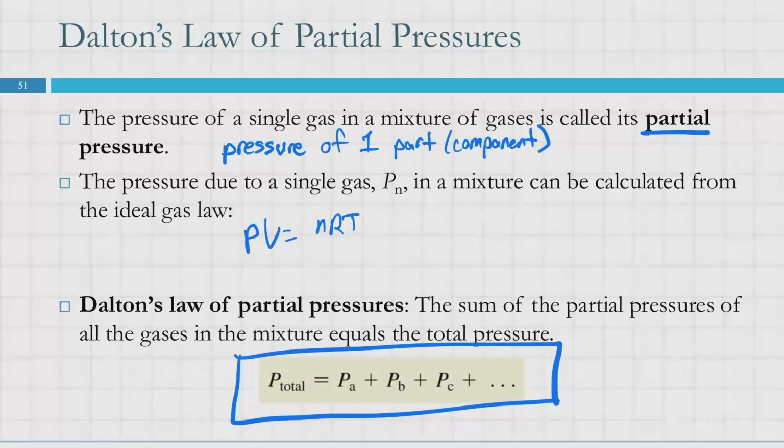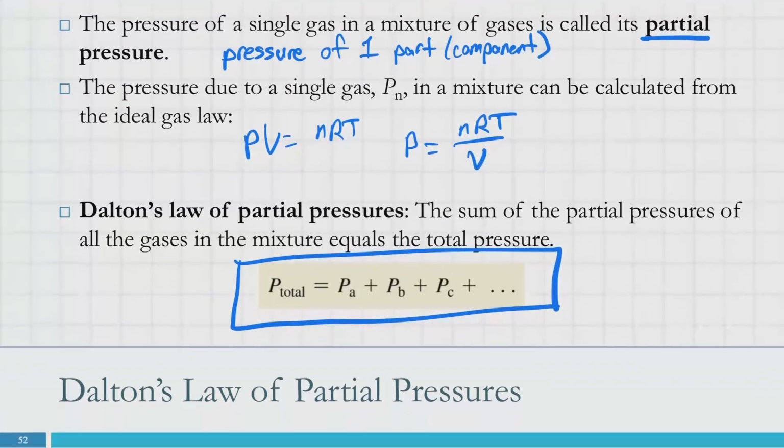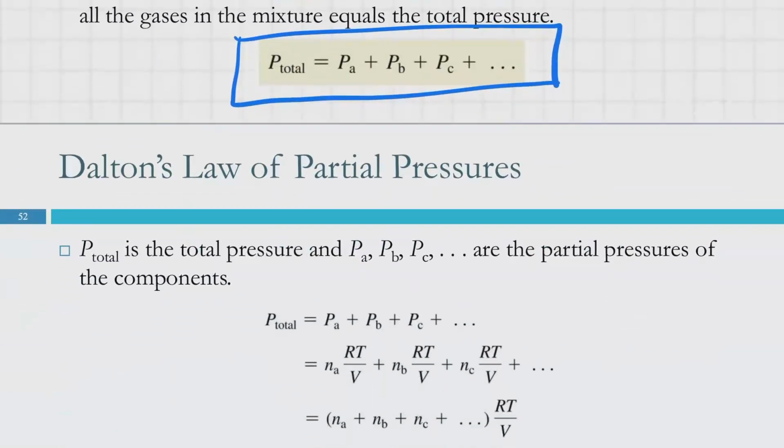I'm guessing that we're just getting this from PV equals nRT. So the pressure of a single gas is just going to be the number of moles of that gas times R times the temperature divided by volume. There's probably some other fun math stuff we can do with that, but we will not worry about it.